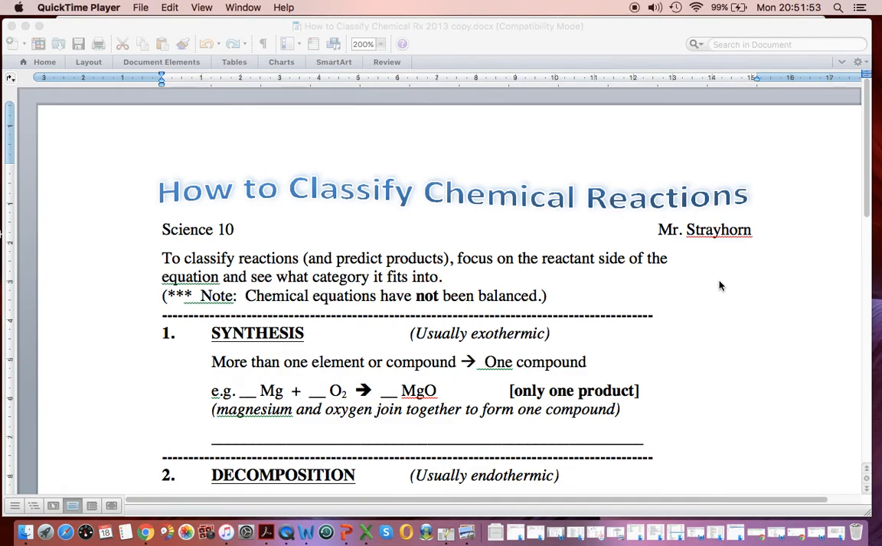Good day. You should find this sheet, How to Classify Chemical Reactions. It lists the 5 main categories of reactions, and we're going to go through it with a PowerPoint, but it'll follow in the same order.